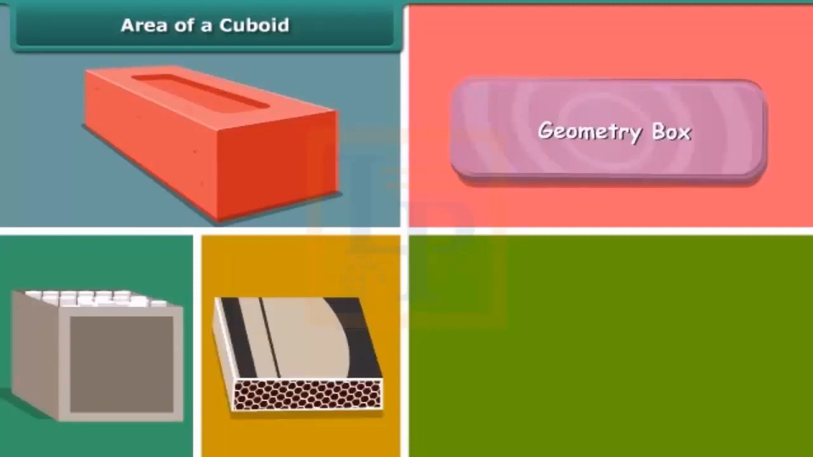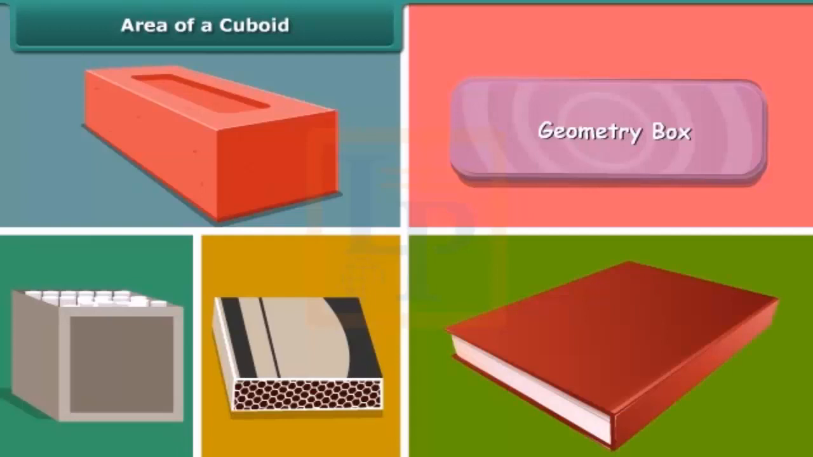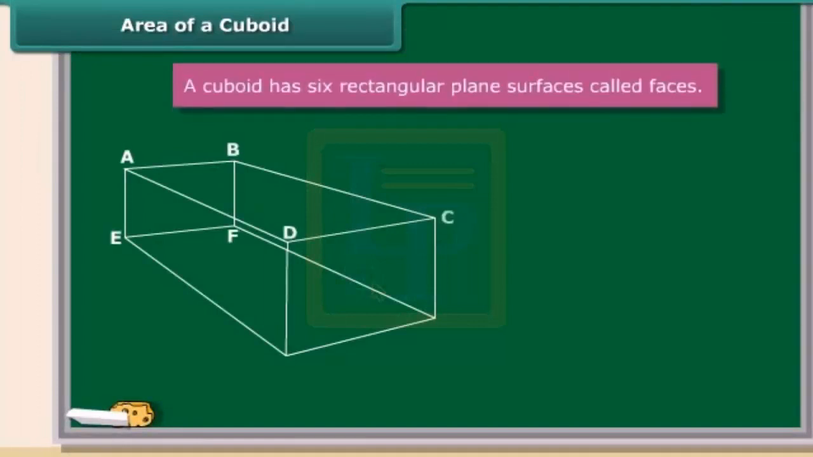Just guess the shape of a brick, chalk box, geometrical box, matchbox and a book. That's right. These are all examples of cuboids. A cuboid has 6 rectangular plane surfaces called faces. So you can say ABCD, ABEF, BCHF, EFHG, ADGE and DCHG are the faces of the given cuboid.